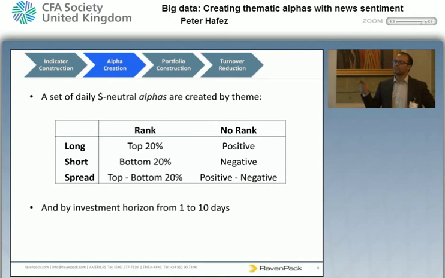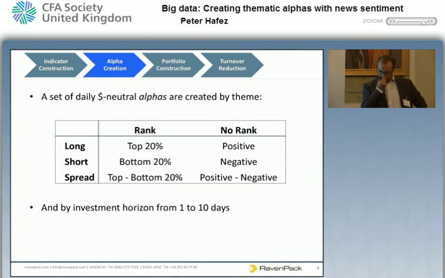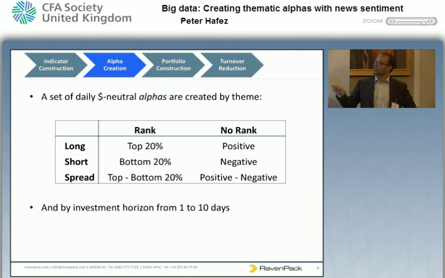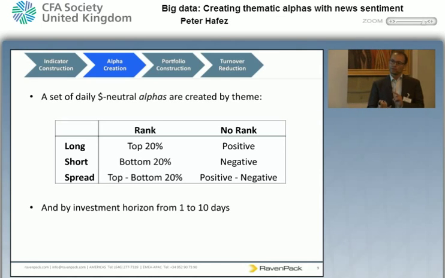So as you can imagine, already here we have a lot of alpha strategies being created. Some of them obviously will be correlated, and we'll address that in the next step. We also create a set of alpha strategies based on investment horizon. So if we focus on earnings as a theme and we look at the rank approach, we will have an earnings alpha using rank.